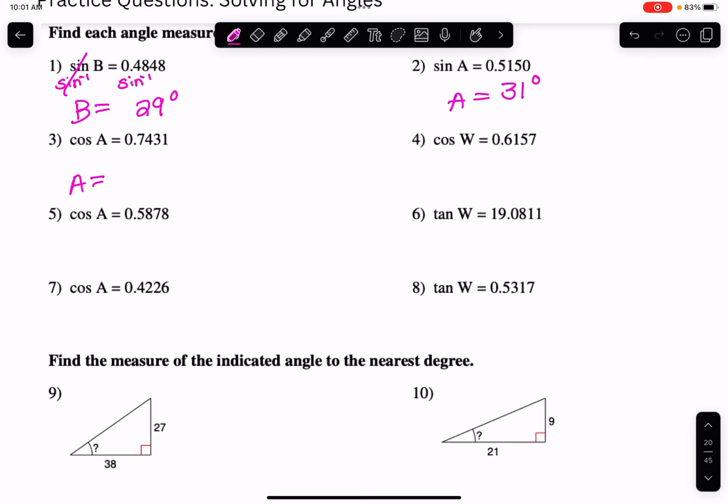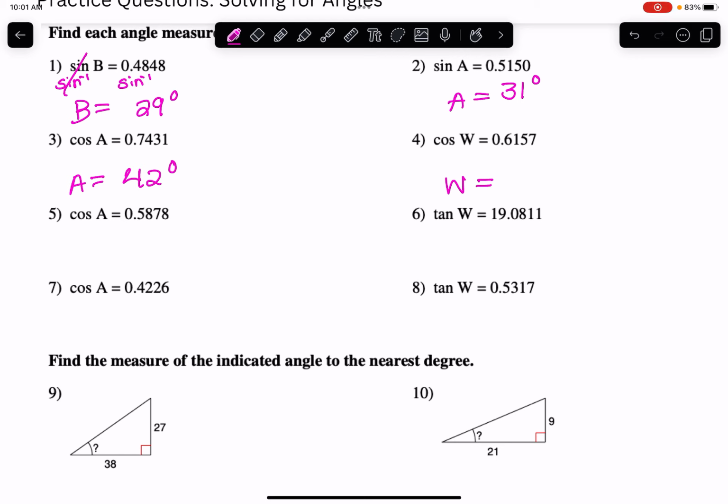3, again, so we're doing second cosine of 0.7431 to get 42 degrees. Again, I'm rounding from the calculator. You should get a longer decimal, but just for the sake of time.